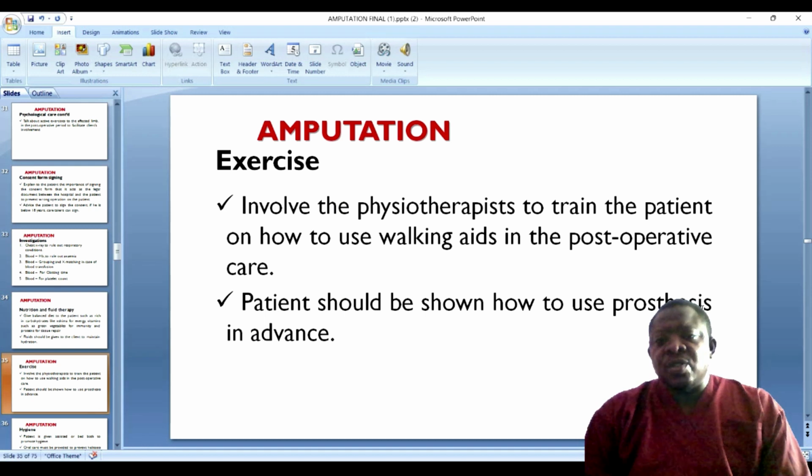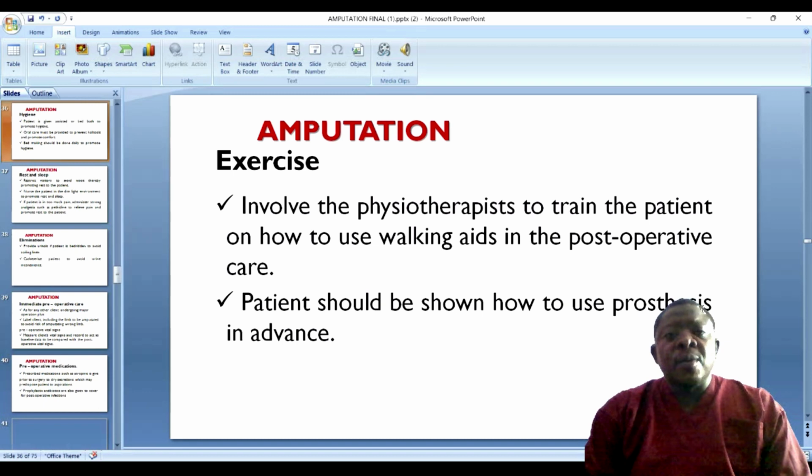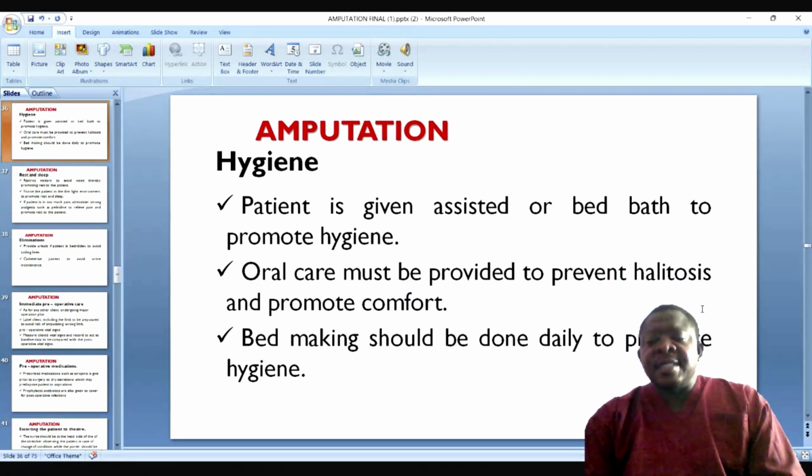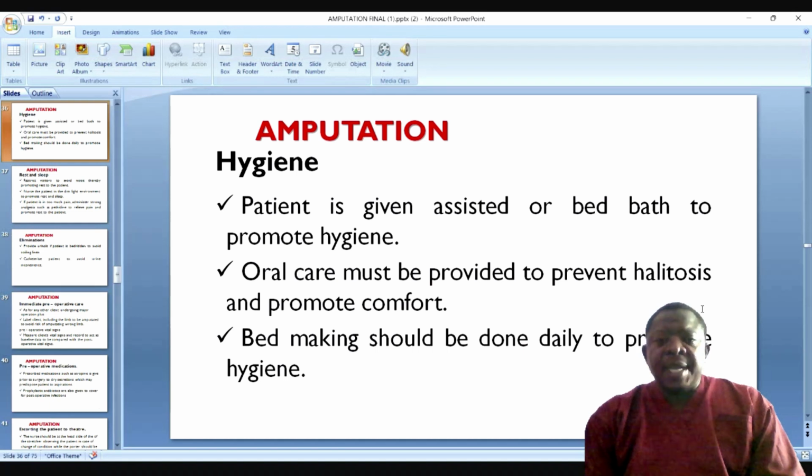If the patient is in too much pain, administer some analgesia. All this depends on the condition the patient has come with. If the patient has come with osteosarcoma, definitely they will be in severe pain. Elimination: provide urinals if the patient is bedridden to avoid soiling linen, and catheterize the patient to avoid urine incontinence.